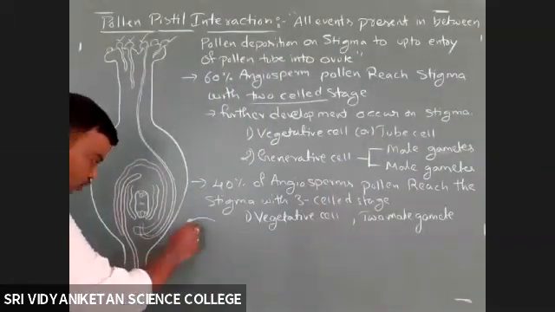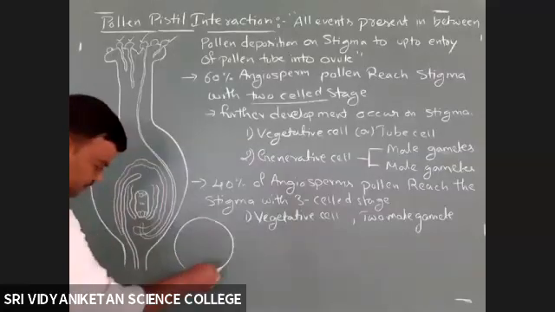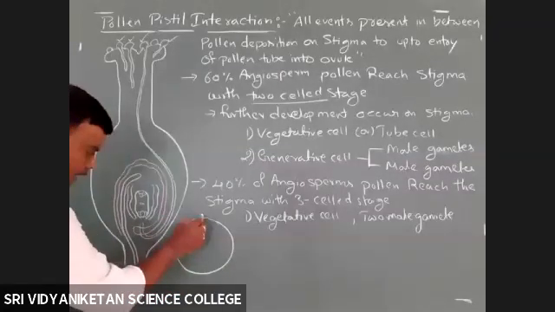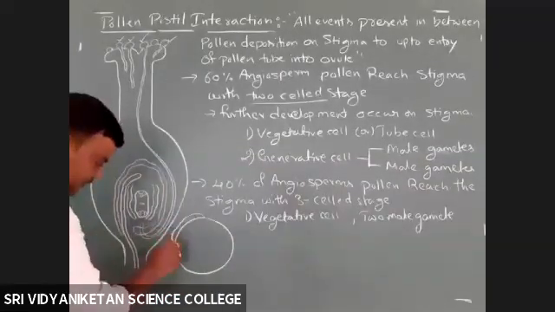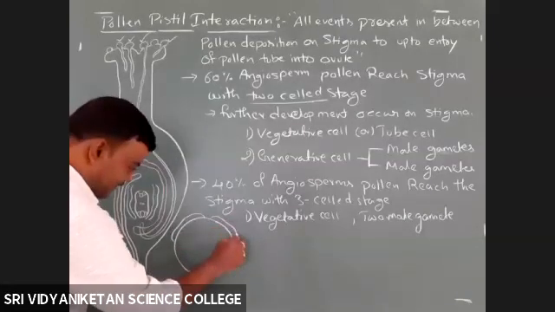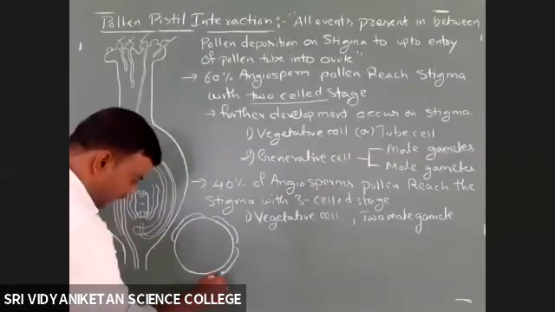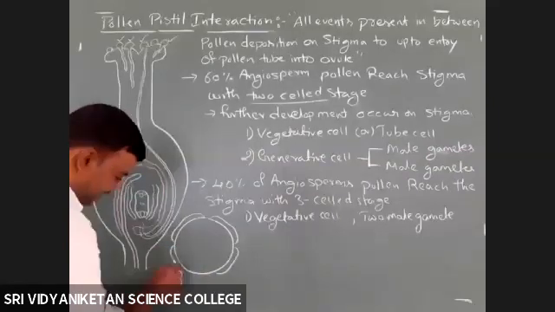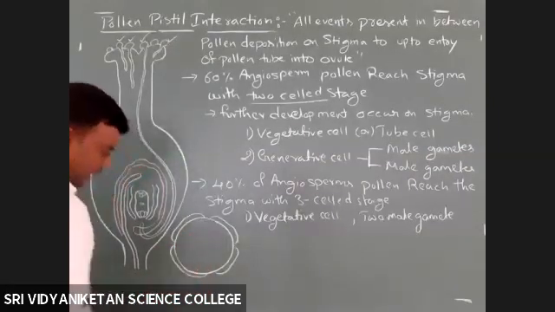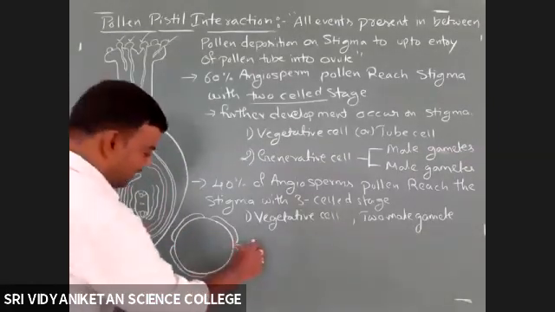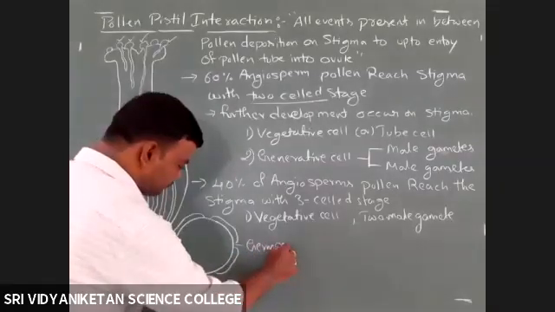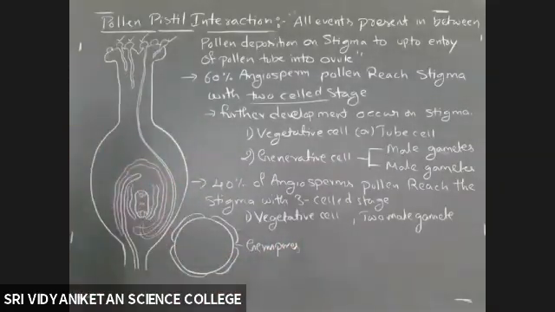For example, you know very well about pollen grain structure. It is a pollen grain, and the pollen grain has exine, a thick layer. At a few locations, the exine is absent, and these areas are called germpores.